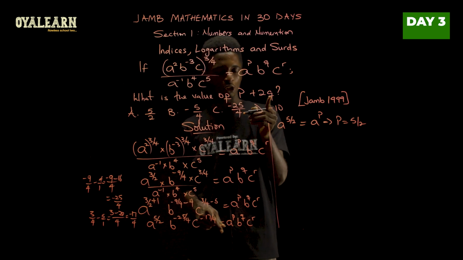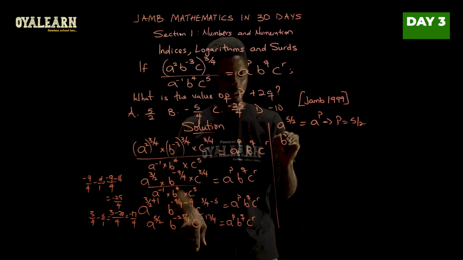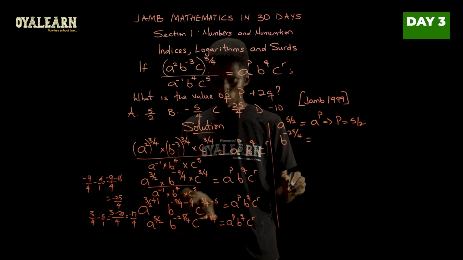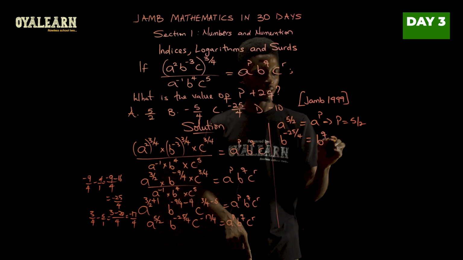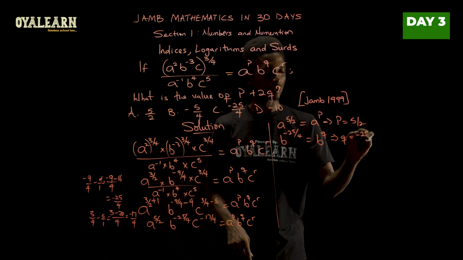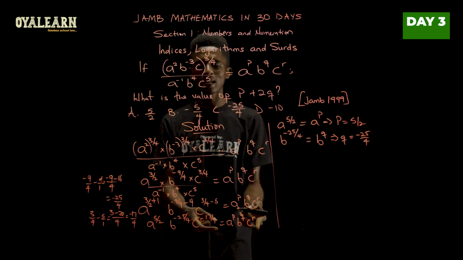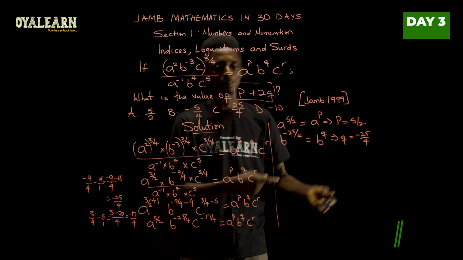Now the next thing we need is Q. We really do not need the R. So for B, we're going to have B power of minus 25 over 4 equating to B power of Q. What this implies is that Q equals minus 25 over 4. Now you can do the same thing to get R, but what we are trying to solve does not involve R. So that is why you see I'm skipping R.